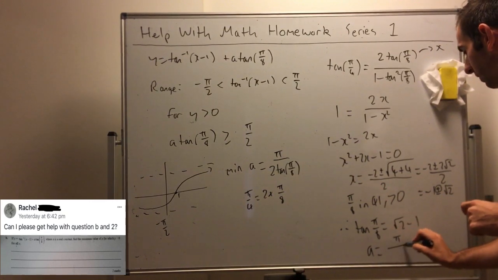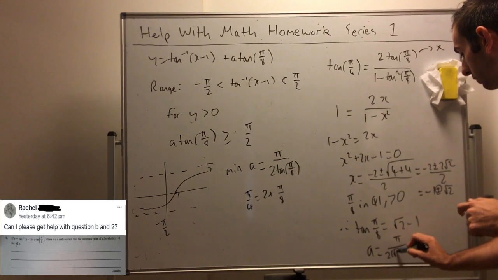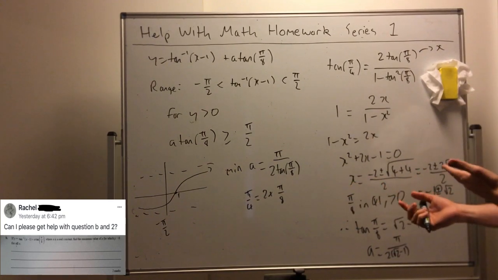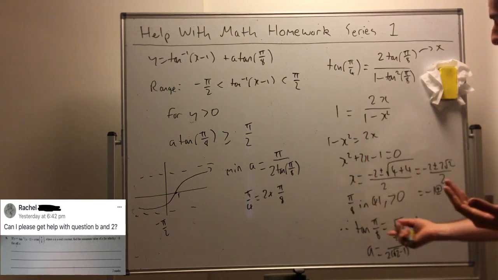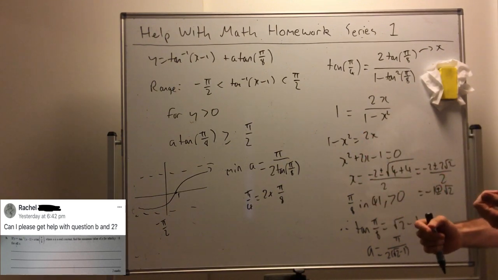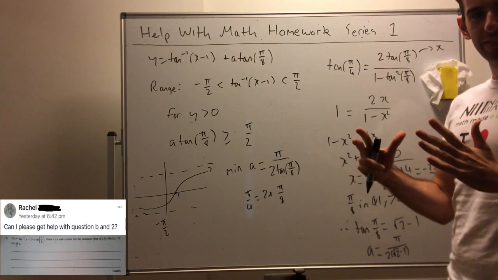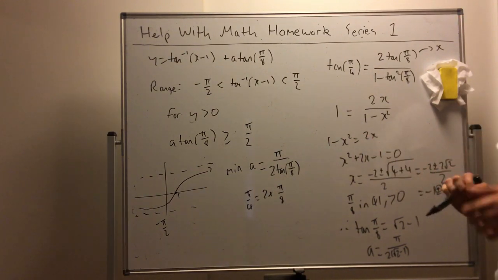So it's pi on 2 brackets root 2 minus 1. Right, that's the value of A, and if you want, the question didn't specify, but you can rationalize the denominator if you want to. But the value of A is found exactly, so let's go to the last question.